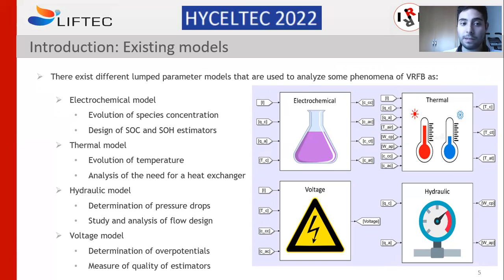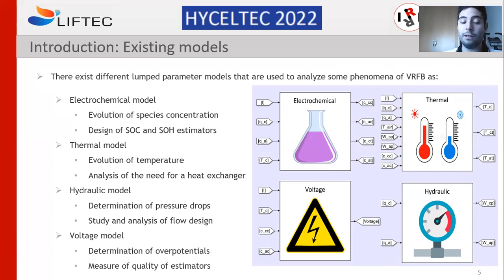Another model that appears frequently in the literature is the thermal model, whose variable is the temperature, and it makes it possible to analyze the evolution of this temperature along all the system and in the different parts, not only in the cell, but also on the pipes, on the pumps, and on the tanks. In this way, by means of this model, it is possible to analyze if a heat exchanger is needed to guarantee the correct and safe thermal operation.